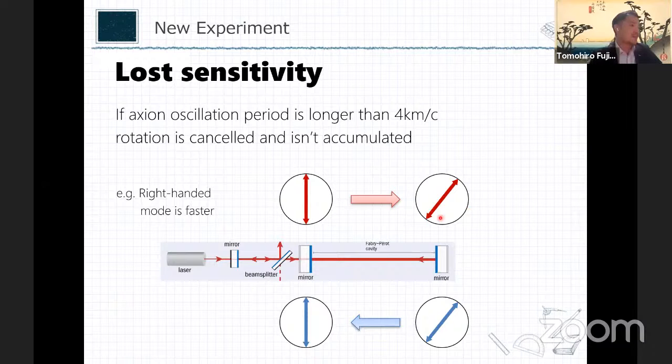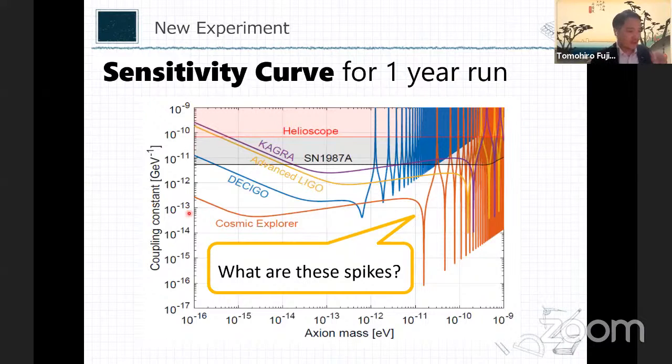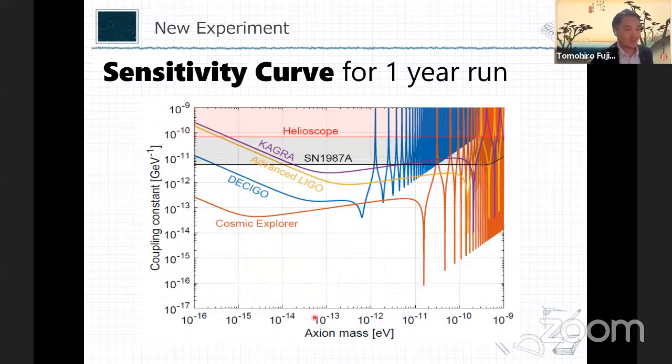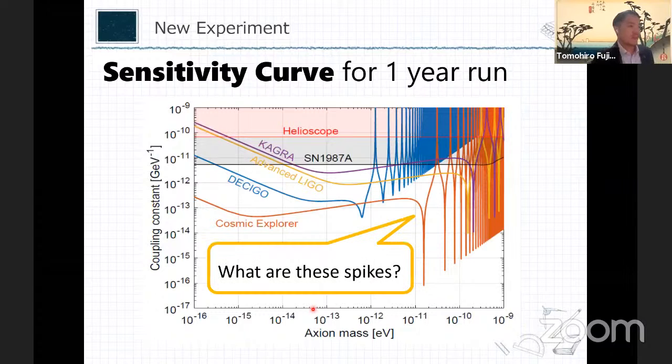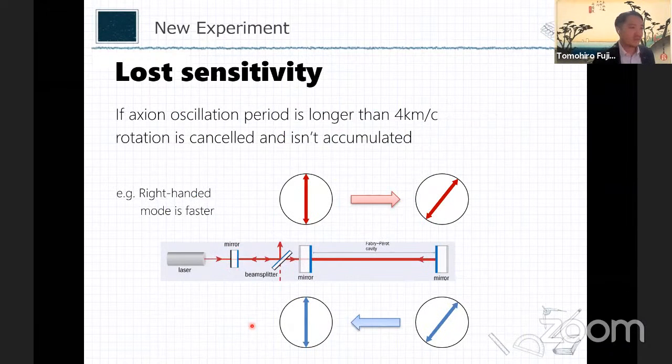Let me explain. First, let's assume the axion mass is very light. Oh, I forgot to say, now we are looking at a mass region slightly heavier than the previous one. Previously we discussed something like the 10 to the minus 22 fuzzy dark matter region. Now we move to a heavier region, but still very light. In that case, the oscillation period is very long. So let's say the right-handed polarization photon is faster than the left-handed mode.